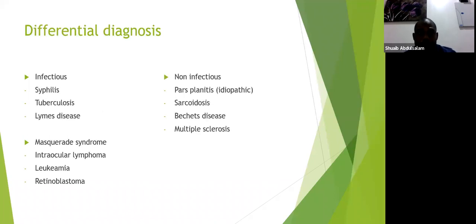So what are the differential diagnoses for intermediate uveitis? Of course, they could be, as was pointed out, infectious, non-infectious, and masquerade syndromes. Infectious will include syphilis, tuberculosis, and Lyme disease. Non-infectious will include pars planitis. Pars planitis is idiopathic intermediate uveitis. Then, of course, sarcoidosis, Behçet's disease, and multiple sclerosis. Masquerade syndromes will include intraocular lymphoma, leukemia, and retinoblastoma.